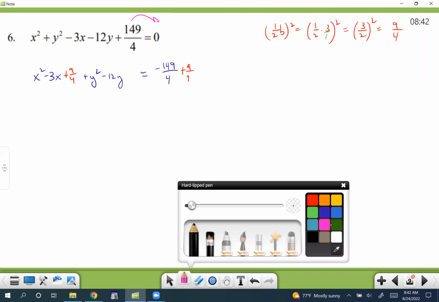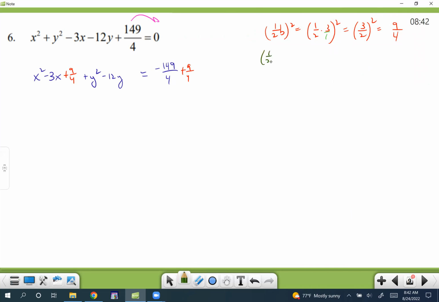All right, so then let's go ahead and do half of the other b and square it. So we are going to do half of negative 12.